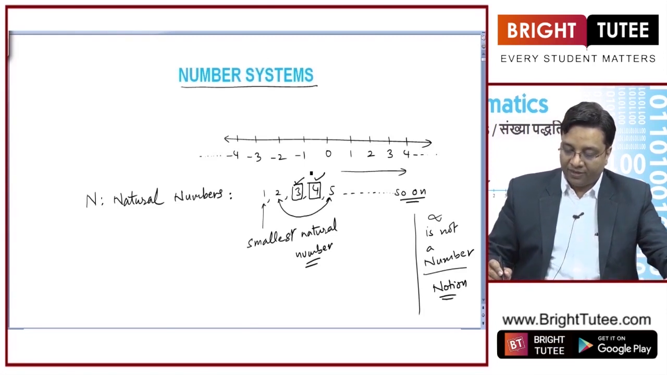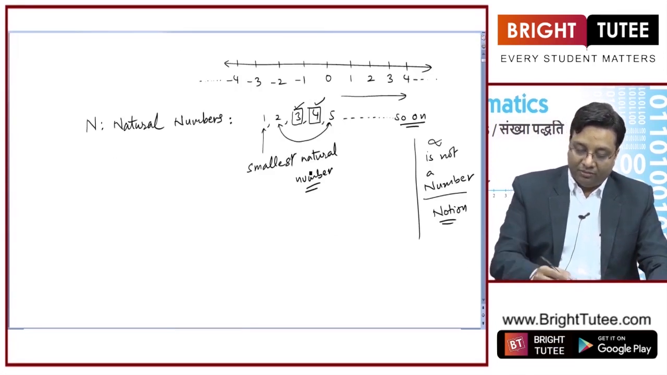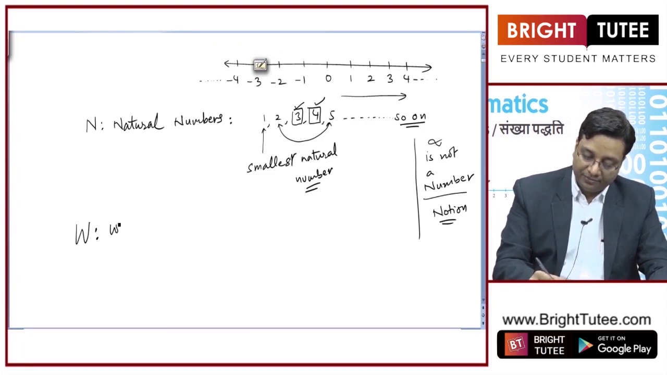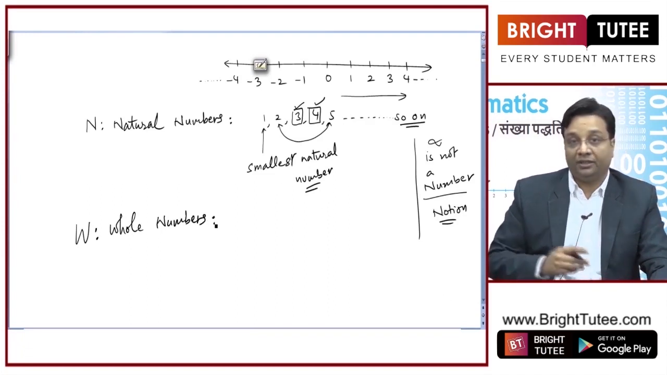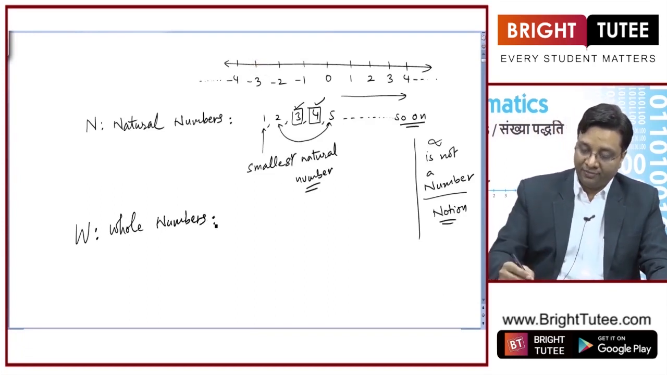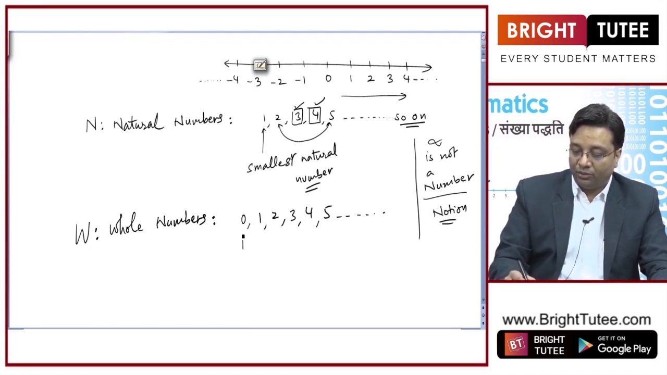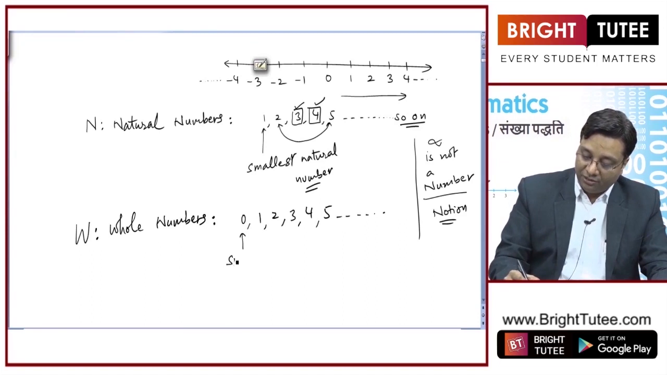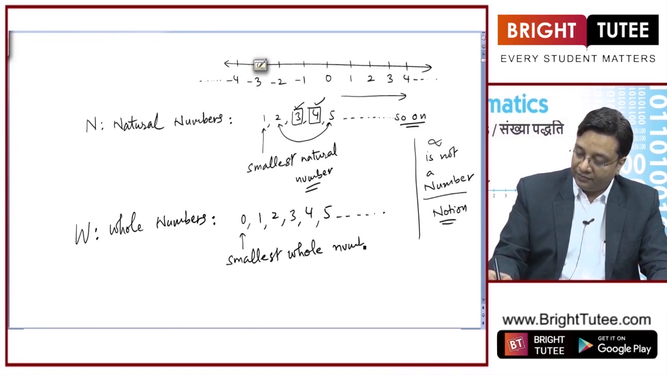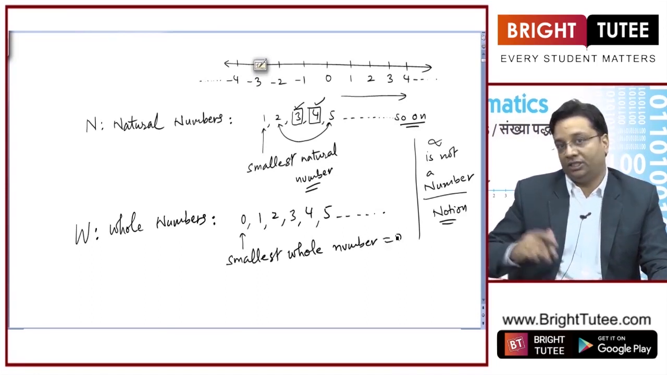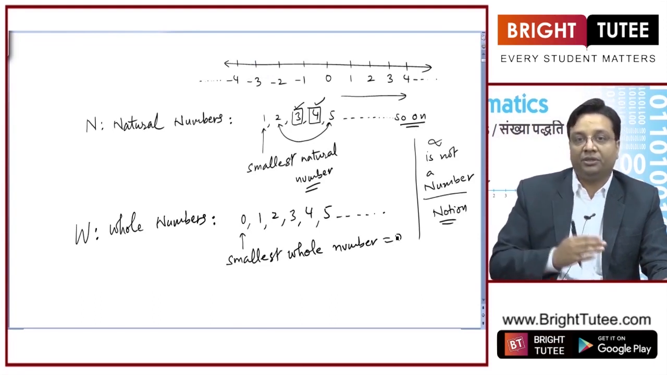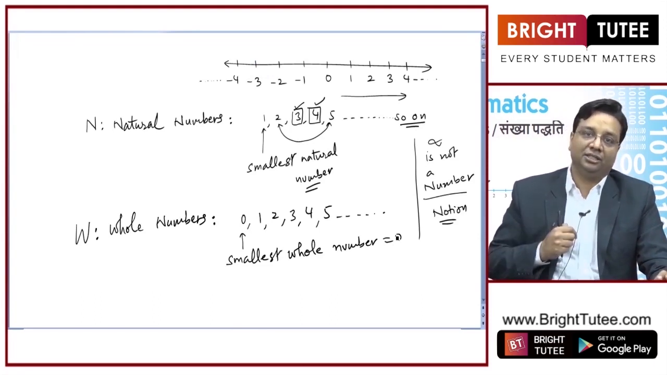Next category of numbers. Now we started with natural numbers, then came whole numbers. Now difference between natural numbers and whole numbers is that whole numbers also include 0. Apart from these natural numbers, whole numbers also include 0, right? So if I ask you what is the smallest whole number, you will say 0. What is the next whole number? You will say 1. So whole numbers include the natural numbers as well as 0.